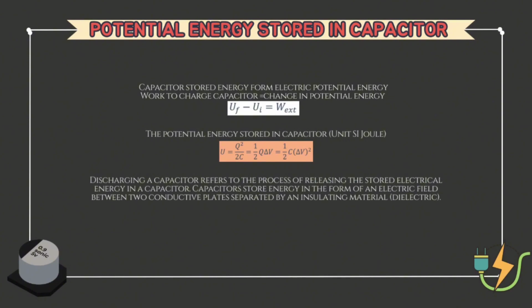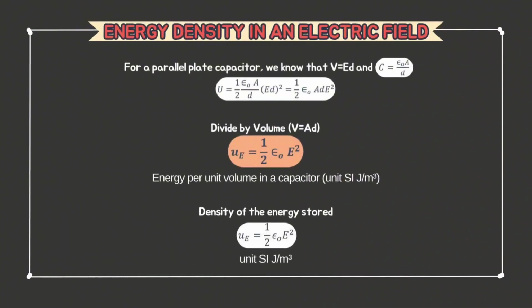The capacitor will store energy in the form of an electric field between the two conductive plates separated by an insulating material, which is called a dielectric. So for a parallel plate capacitor, we know that V equals ED and C equals epsilon naught times A divided by D. U equals 1 over 2 epsilon naught times A over D times (ED) squared. So the formula is U equals 1 over 2 epsilon naught A D times E squared.